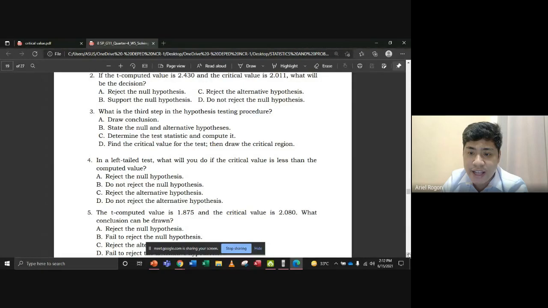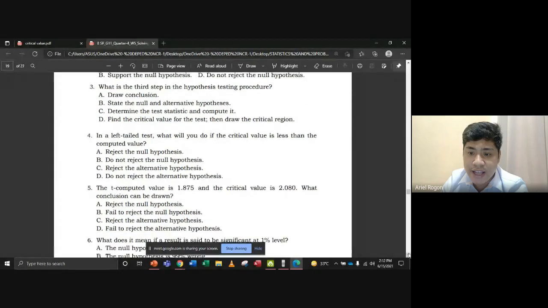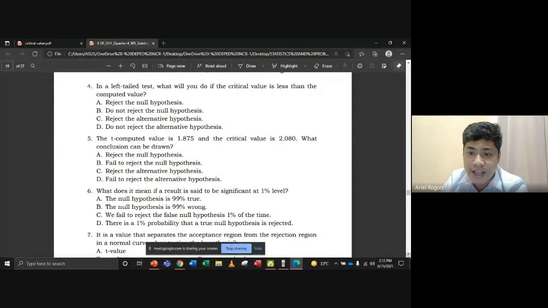Number 4, in a left-tailed test, what will you do if the critical value is less than the computed value? And for number 5, the T computed value is 1.875 and the critical value is 2.080. What conclusion can we do? Okay, please you may use our chat box to write your answer.